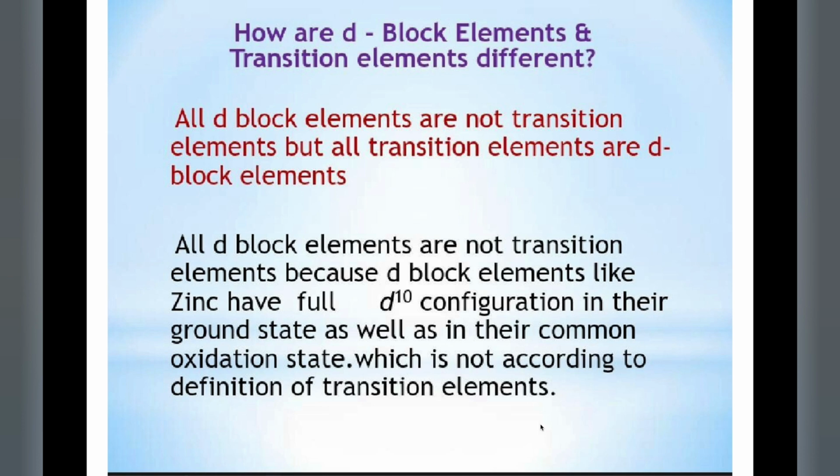So why are all d block elements not transition elements? Because d block elements like zinc have a full d10 configuration. Earlier we saw that in zinc we have the full d10 configuration in the ground state as well as in the common oxidation state. So accordingly it does not fit the definition of a transition element. Still, zinc is also a d block element.